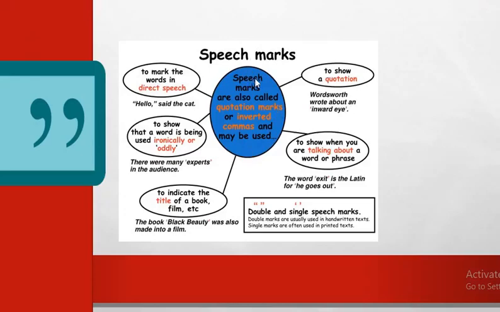Speech marks or quotation marks. Speech marks or quotation marks, quotes, quote marks, inverted commas, talking marks, are used to mark the words in direct speech. "Hello," said the cat, to show that a word is being used ironically or oddly.